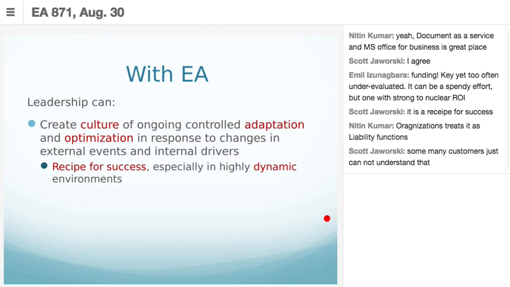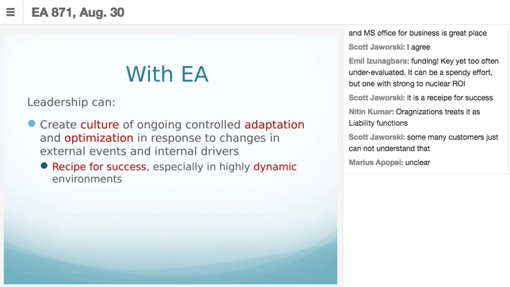It is a key yet too often under-evaluated. It can be a spendy effort, but one with strong to nuclear ROI. Right. Funding is important. So many customers just cannot understand that. Organizations treat it as a liability. What's unclear, Marius?